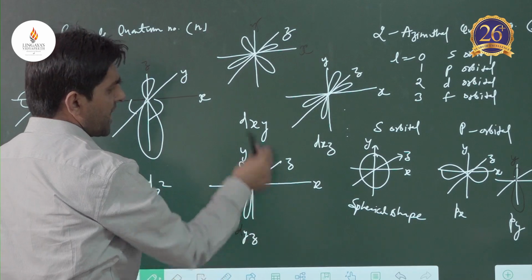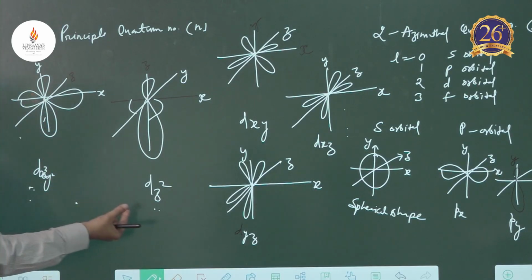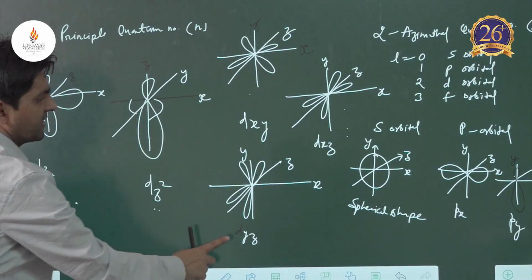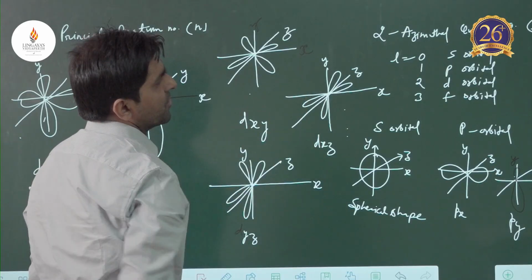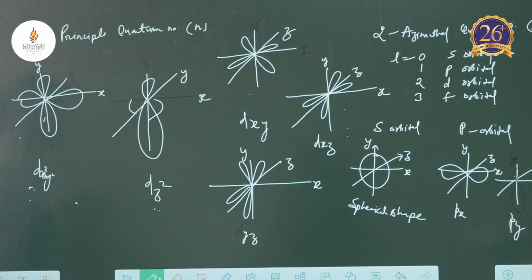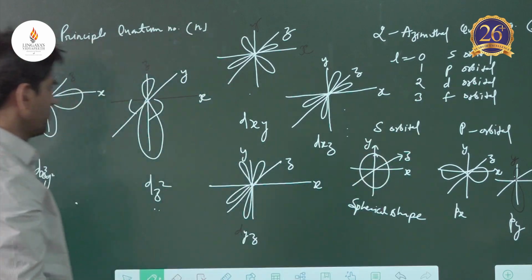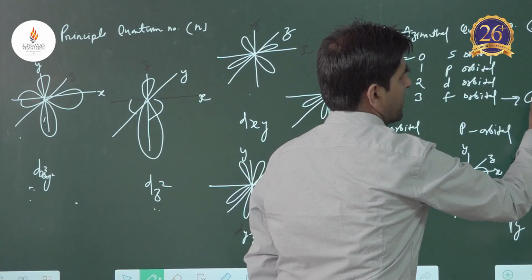The lobes of these orbitals are in between the axes, and the lobes of these two orbitals are on the axis. It means dx square y square is on the axis of x and y, on the axis of z for dz square orbital, and lobes of dxy orbital are in between x and y, lobes of dyz in between y and z, lobes of dxz in between x and z. So the shape of s orbital is spherical, p orbital is dumbbell, d orbital is double dumbbell, and for f orbital it is a complex shape. Exactly not determined, it is complex shape.